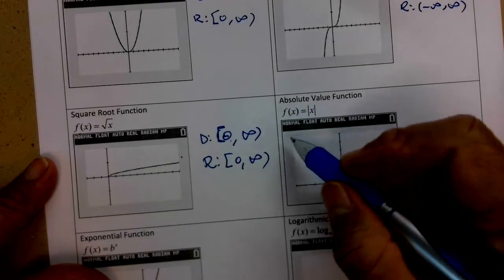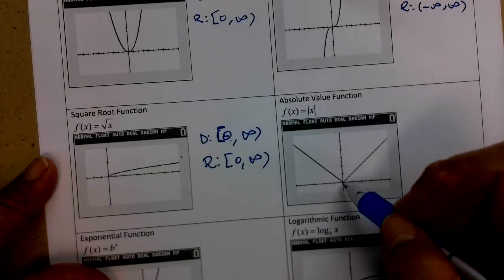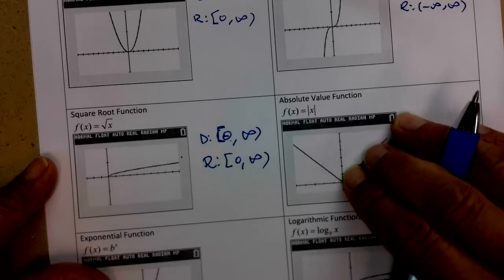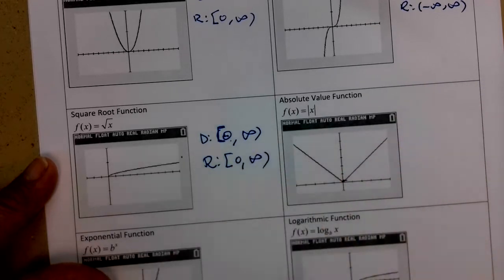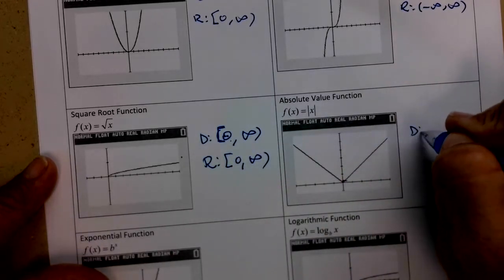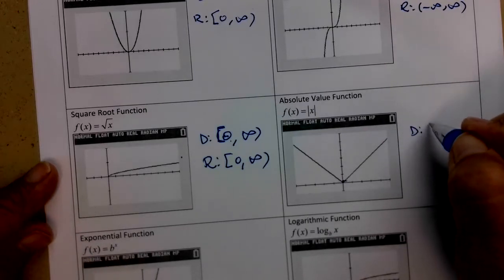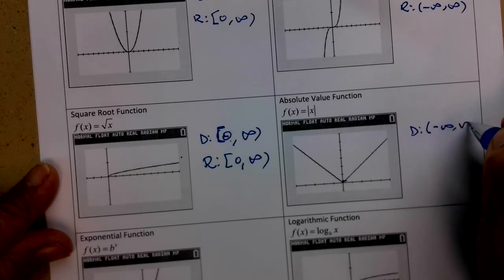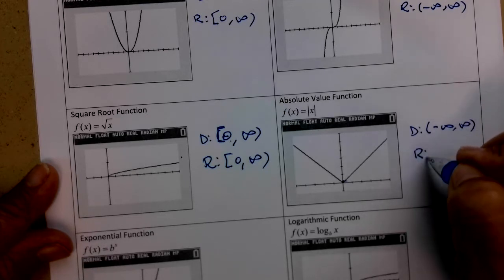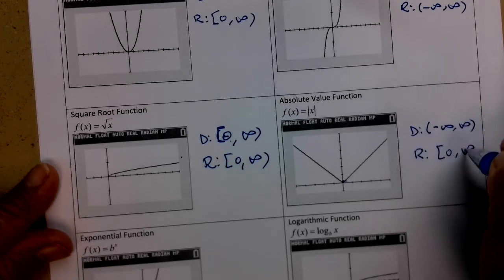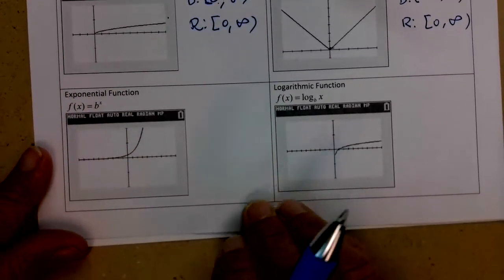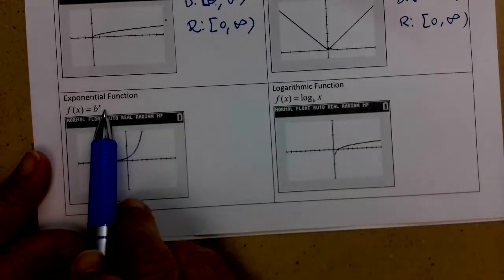Absolute value function. So this is just a nice V. We start, go through the origin there. The left side has a slope of -1 and the right side has a slope of +1, in case you are wondering. The domain, again, we can take the absolute value of any number, but we only get out 0 and higher.